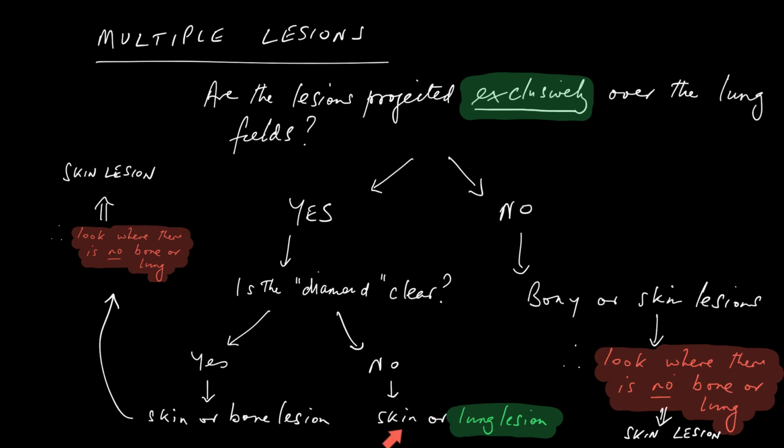And you then just need to bear in mind that skin lesions tend to involve the whole of the skin, not just the skin overlying the lung fields. If, however, the diamond is clear, this could still be a bone lesion or a skin lesion. Statistically, it could be a lung lesion, but it's less likely that the lung lesions, if they're multiple, will leave the diamonds clear. And therefore, you're dealing with a skin or a bone lesion. You apply the same principle, look at an area on the chest X-ray where there is no bone, and if you can still see the lesion, it must be skin.